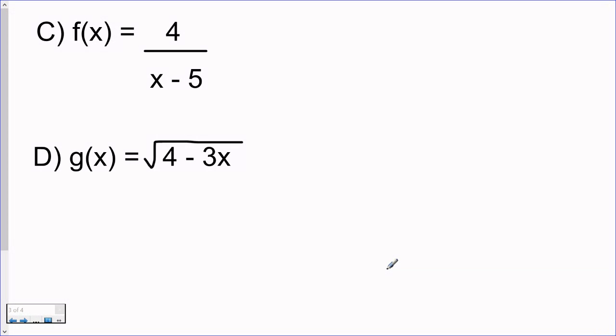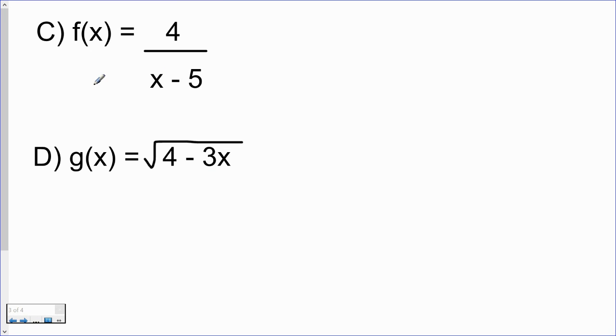So in example C, I have x minus 5. We know that when I have 4 up here, I can't divide by 0. So we need to say, well, what value of x would make the denominator 0? Some of you can say, well, if I take something minus 5 to get 0, that would be 5. So we know x can't equal 5. I agree. It can be anything other than that, except x can't equal 5.